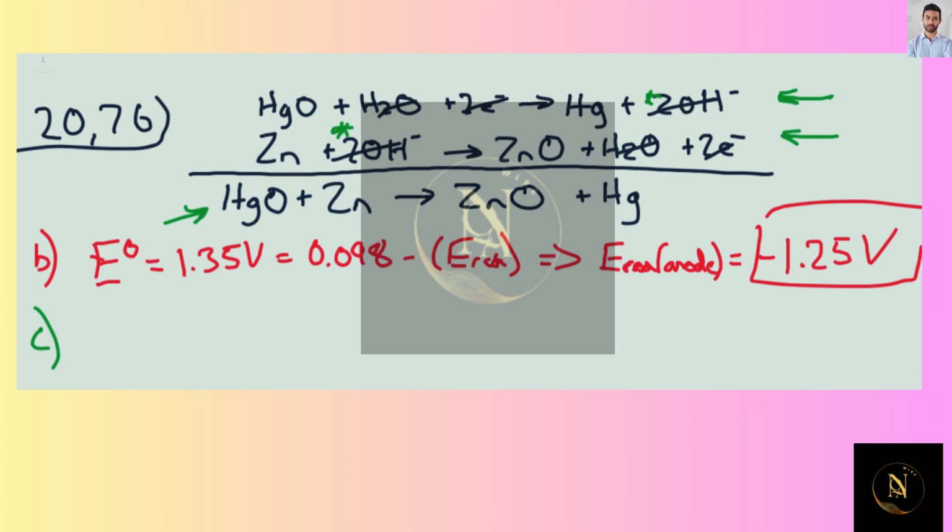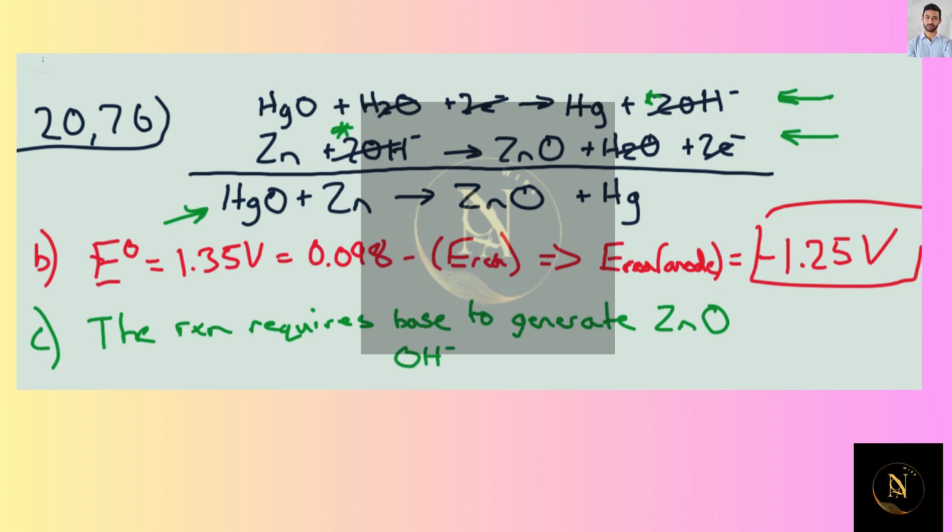So this overall reaction requires base to generate zinc oxide, specifically for that half reaction, because hydroxide is a reactant there versus a product. So in acid we would have much less OH, much less base, so this reaction would not proceed as easily.